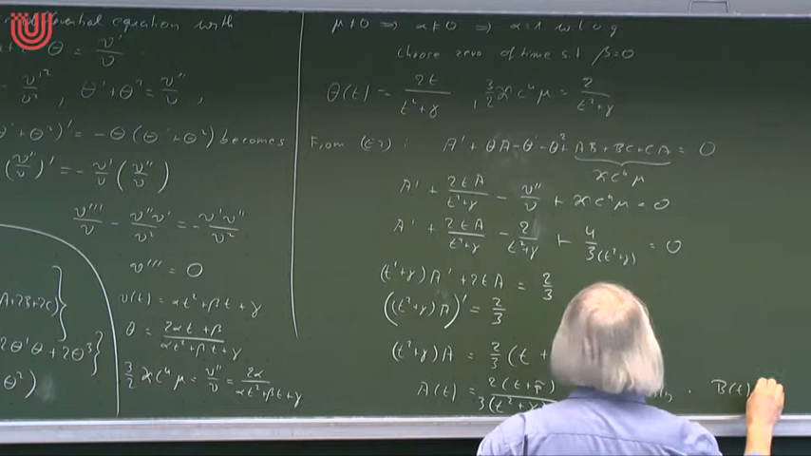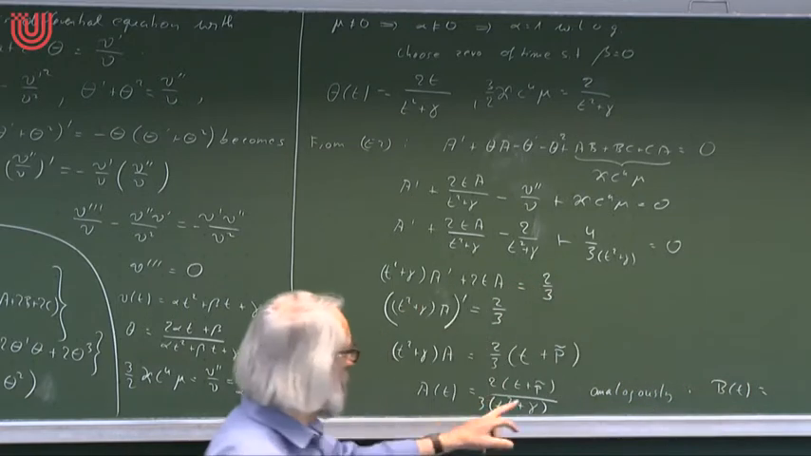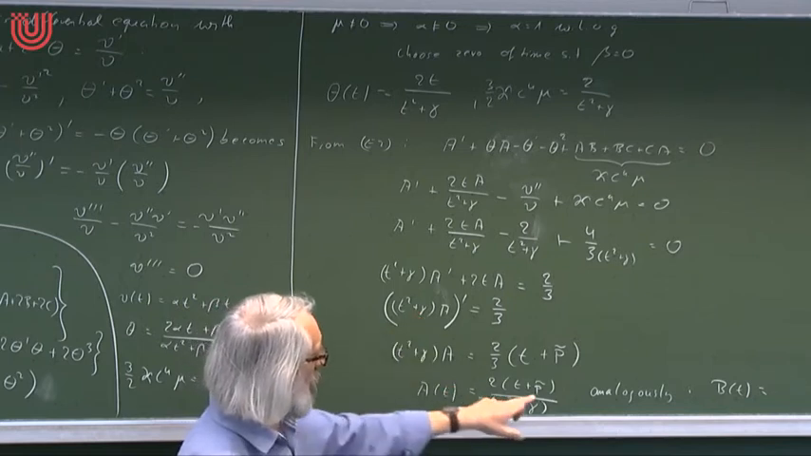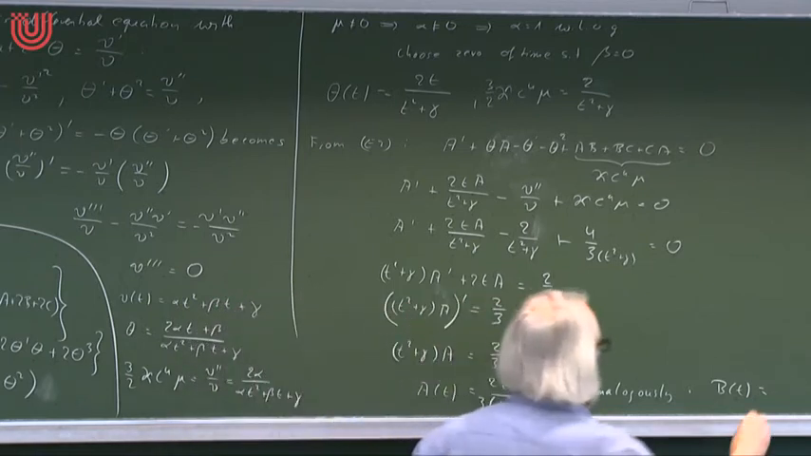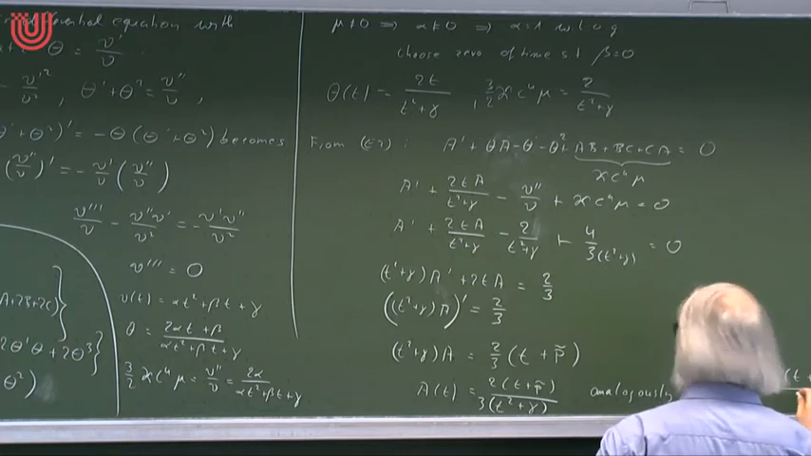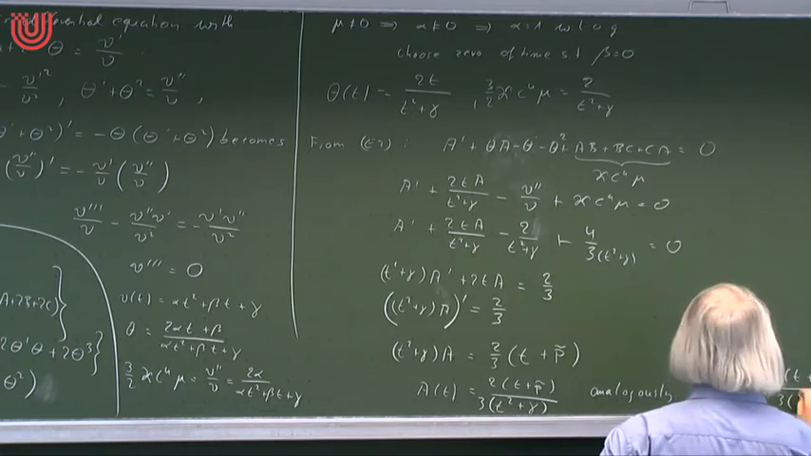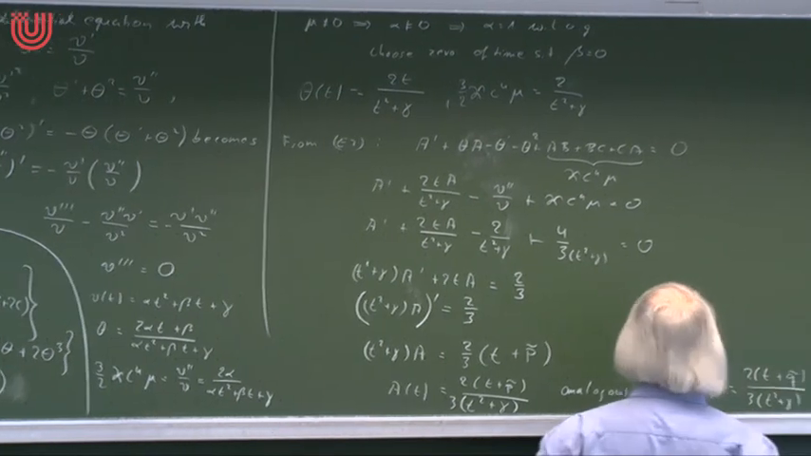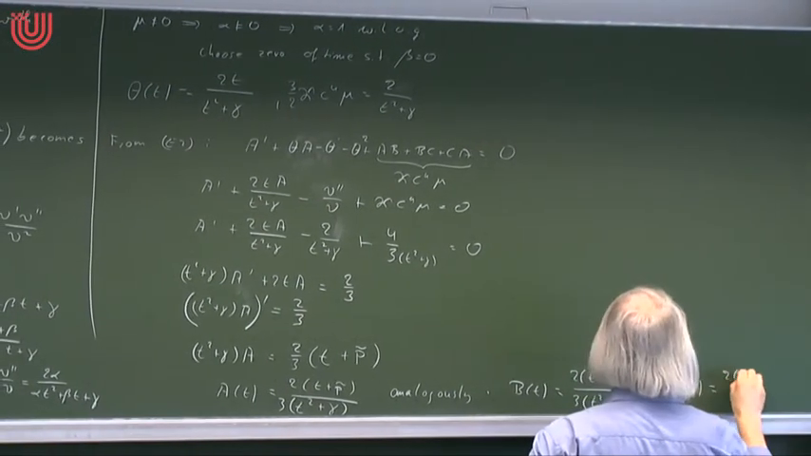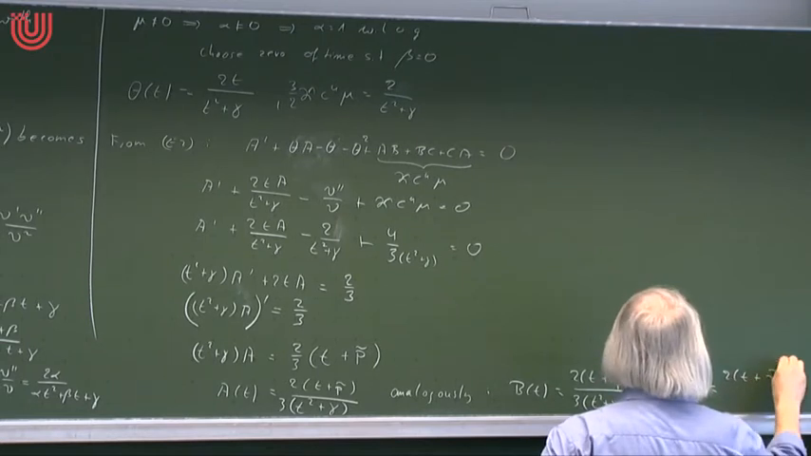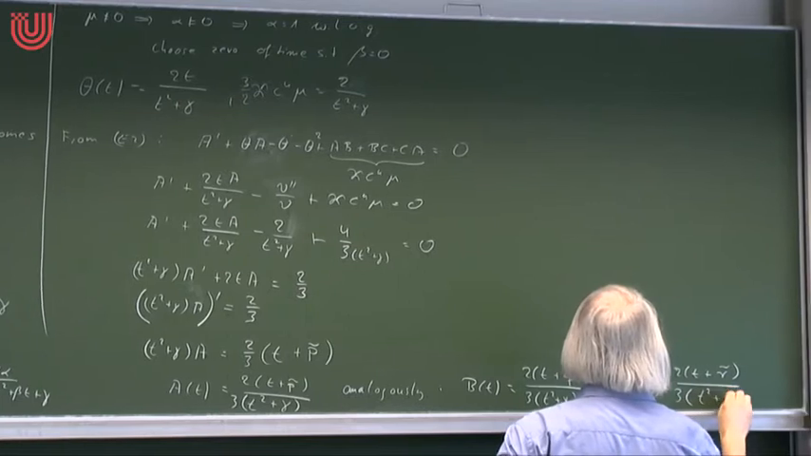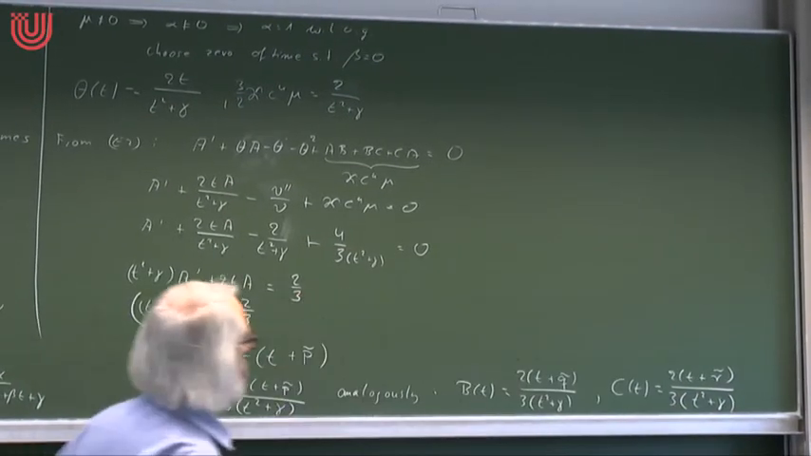And analogously, we get B and C. B of t is, well, this will be a different integration constant. Of course, the same gamma. The gamma is in the differential equation, but there will be a new integration constant, which I call Q tilde, over 3, t squared plus gamma. And C of t is 2/3 times t plus R tilde, another integration constant, over t squared plus gamma.